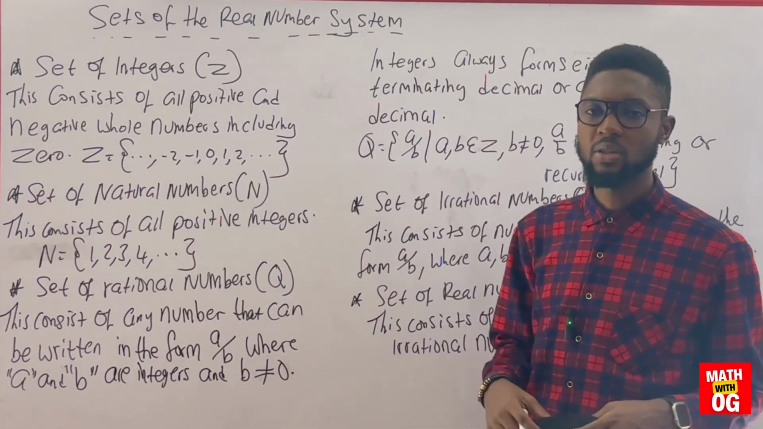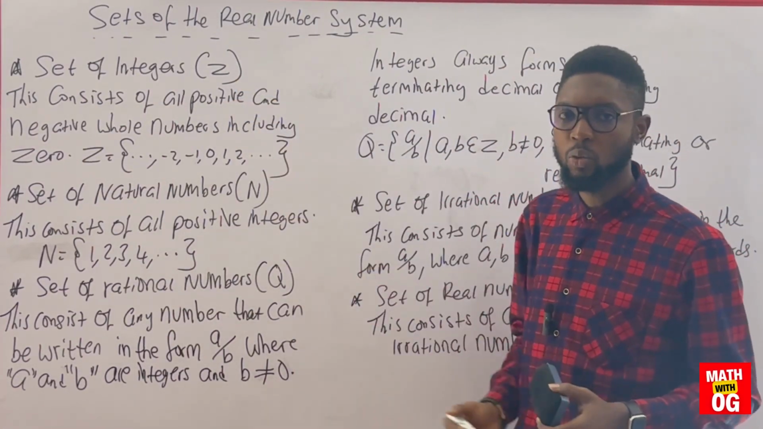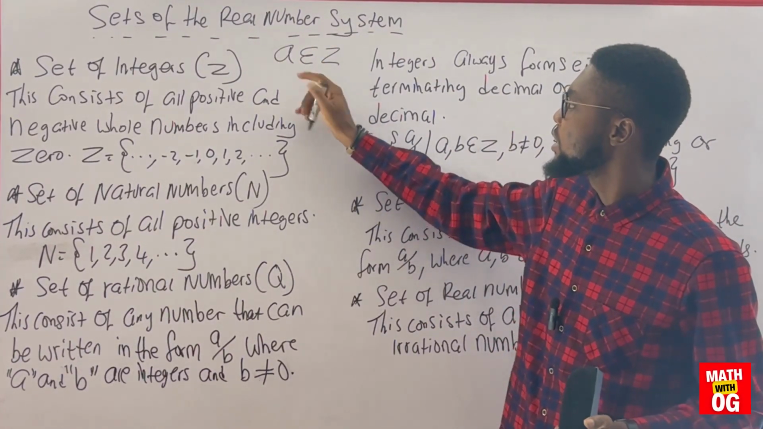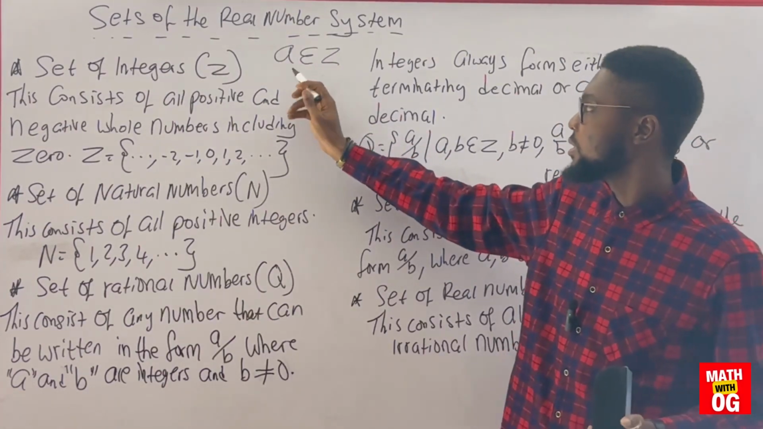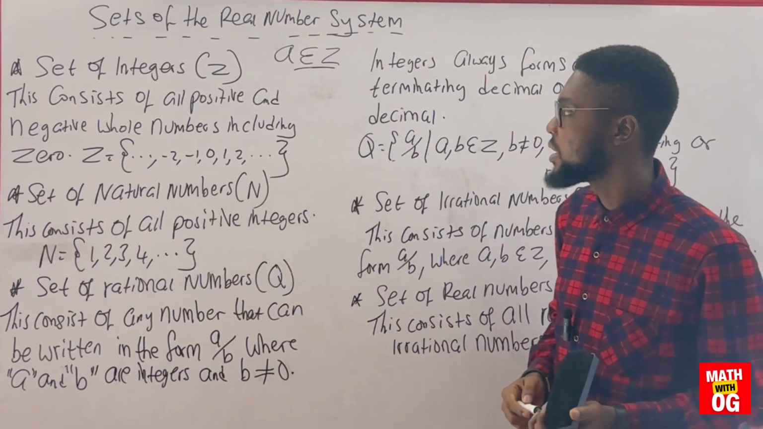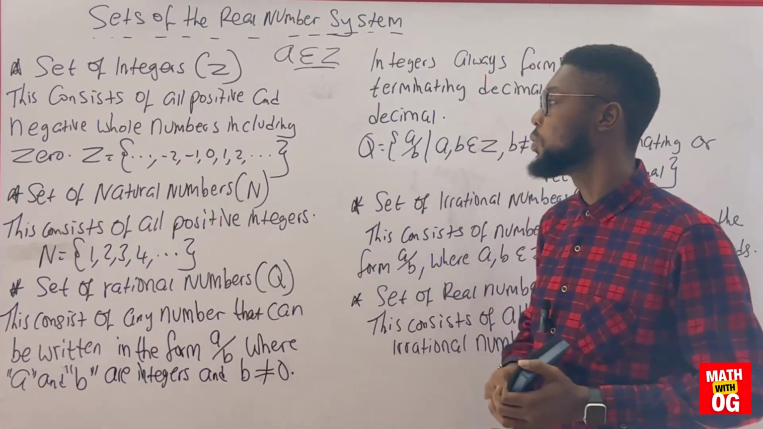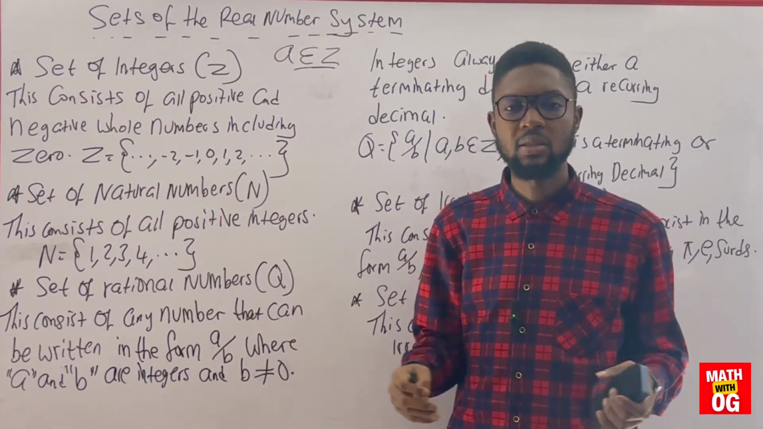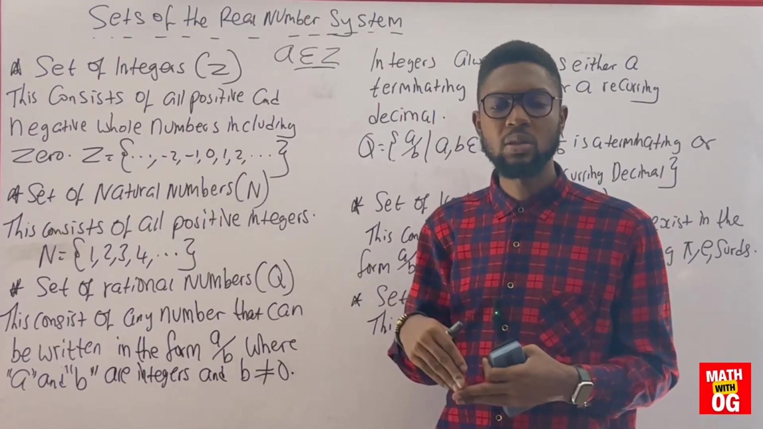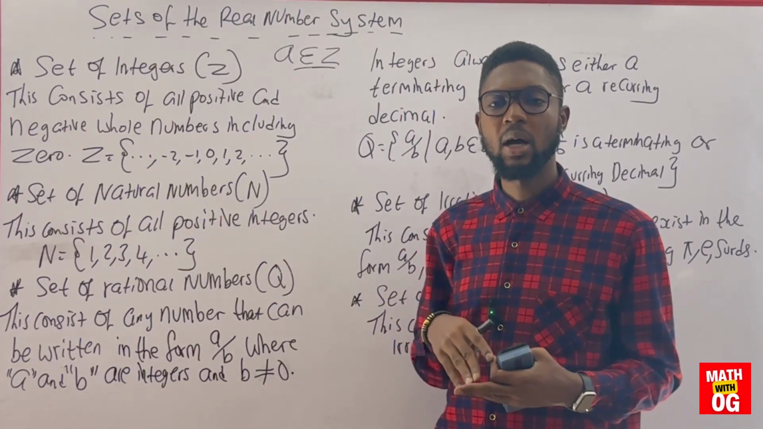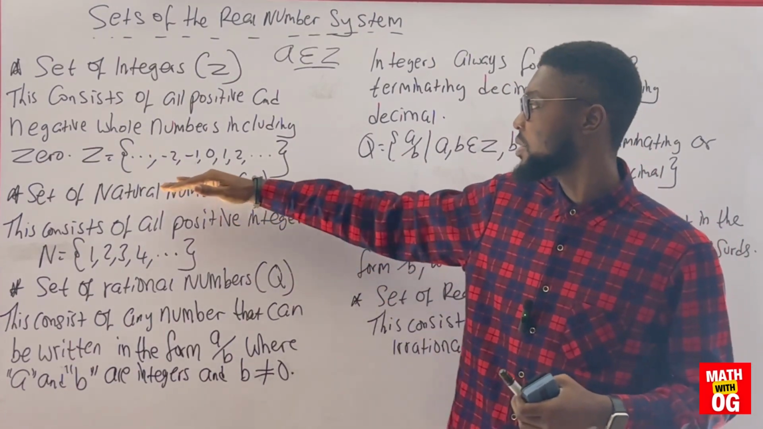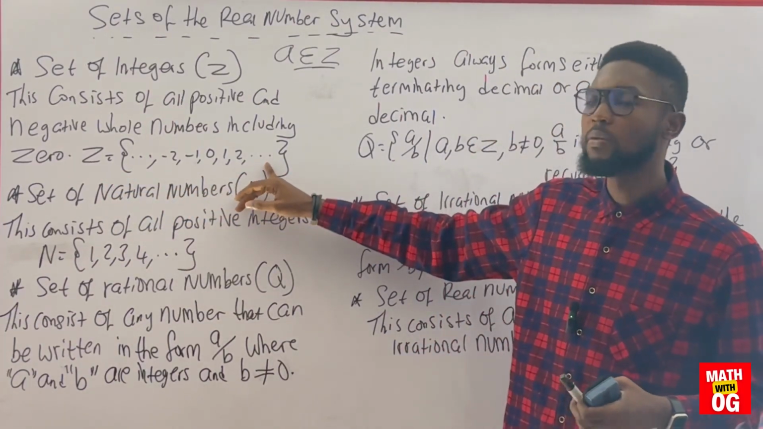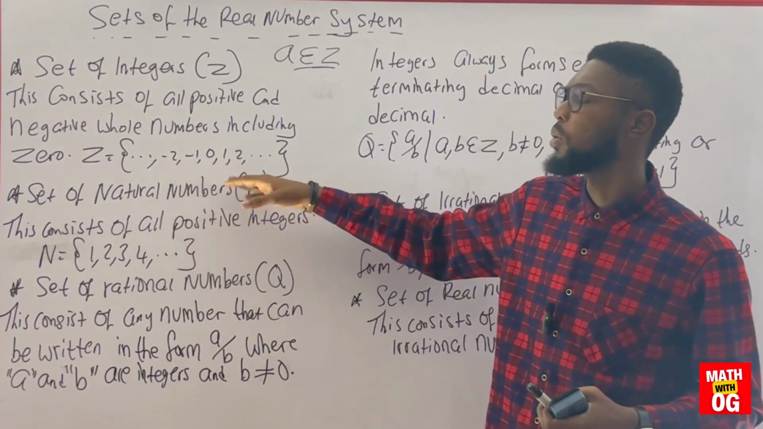Now, first one, set of integers, usually denoted by Z. So when you are solving questions and you see something like this, a is a member of Z, it means that a is an integer. So that's the meaning of this statement. So set of integers, this consists of all positive and negative whole numbers, including zero. So you have whole numbers, some are positive, some are negative. All these guys are integers, including zero. Zero is also an integer. So this guy, we can write it in roster form, and this is what you have, starting from very close to negative infinity, ending very close to positive infinity: minus 2, minus 1, 0, 1, 2.